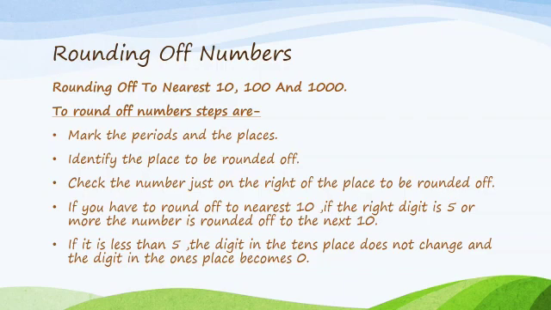If you have to round off to the nearest 10, and the right digit is 5 or more than 5, round off to the next 10. If it is less than 5, the digit in the tens place does not change. It will be as it is and the digit in the ones place becomes 0.